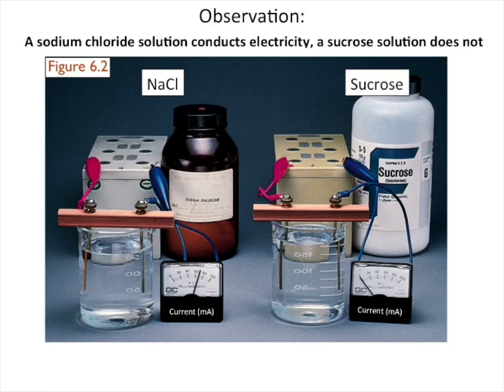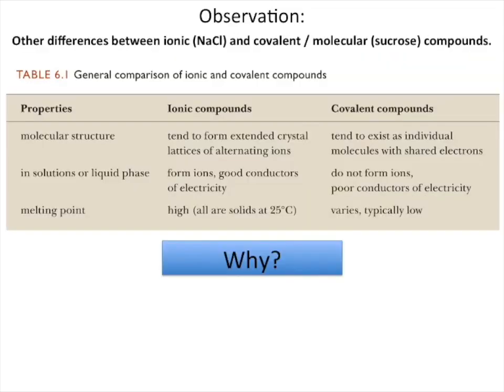If you make a solution of sodium chloride on the left, that solution conducts electricity, whereas if you make a solution of sucrose, which is table sugar, that solution does not conduct electricity. There are some other differences between ionic and covalent compounds. Sodium chloride is an ionic compound, and sucrose is a covalent or molecular compound.